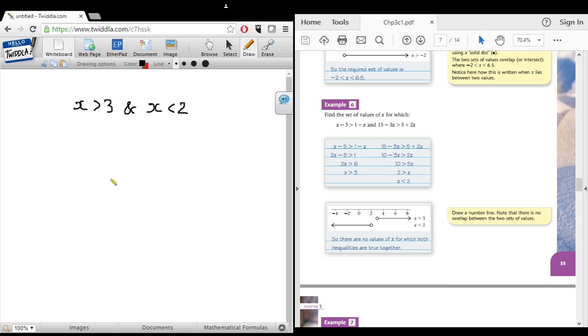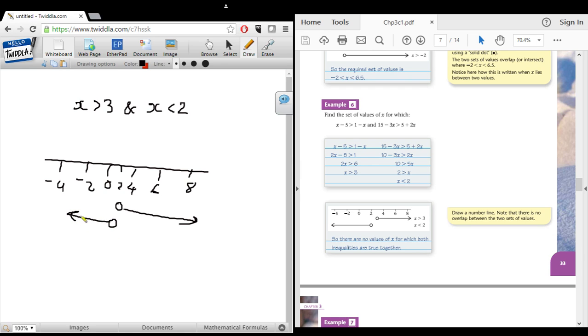Okay, so if we had a number line, 8, 6, 4, 0, -2, -4, okay, so we said it's greater than 3, imagine that's 3, and it goes onwards, and less than 2, okay, so we'll just do that, and that's pretty much the answer.